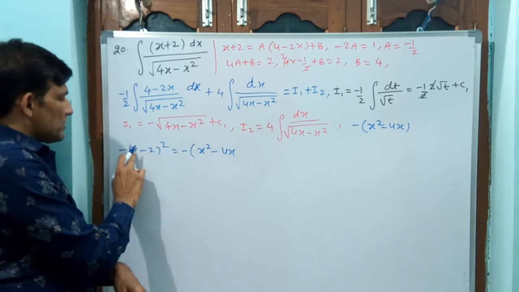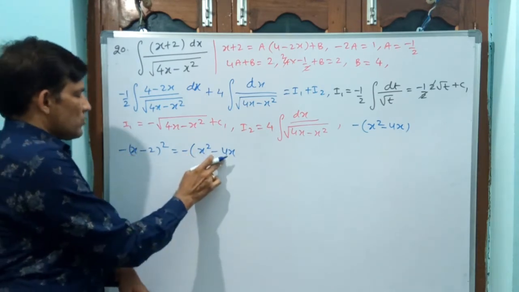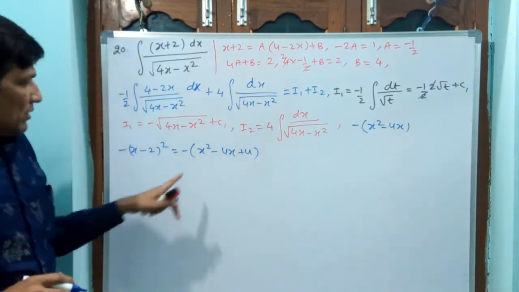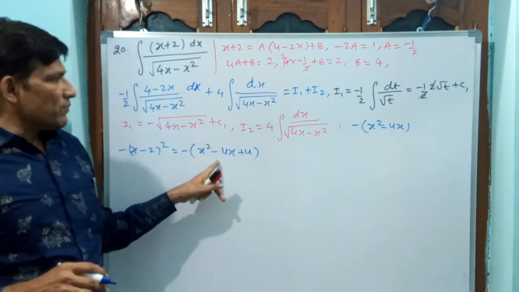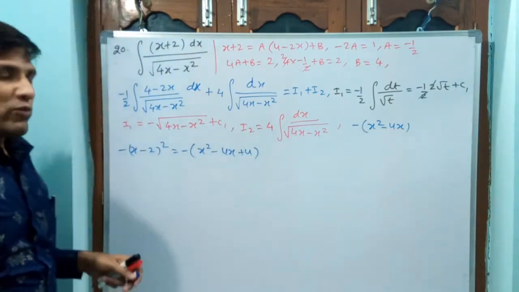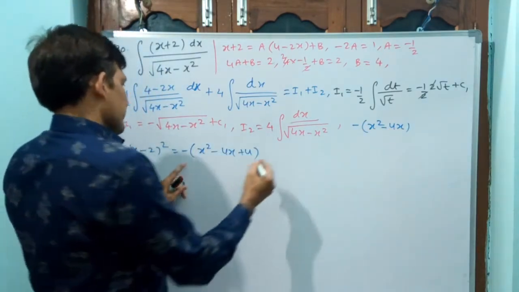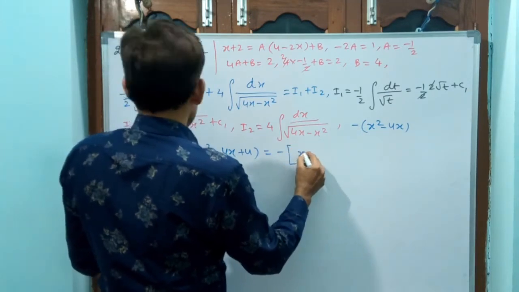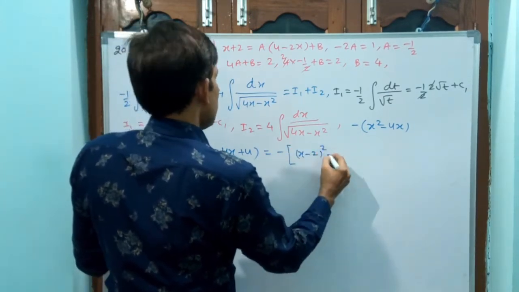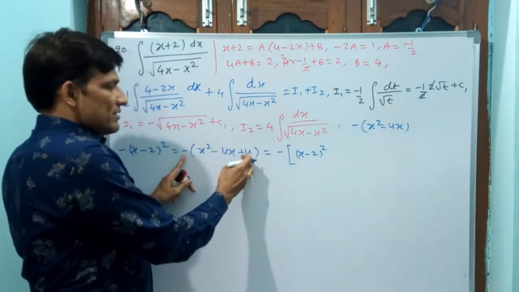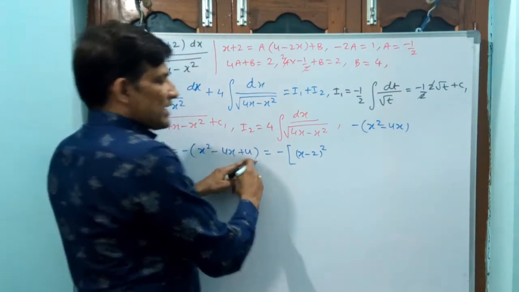X minus 2 whole square means a square minus 2ab plus b square, plus 4 has to come. Okay. Minus x square plus 4x will become okay. But 4 has come extra. Then 4 you have to remove. See what I am writing. That is equal to minus of x minus 2 whole square. See, plus 4 is there inside. This is inside only. Minus already I have taken out. Okay. Minus 4 you have to take.